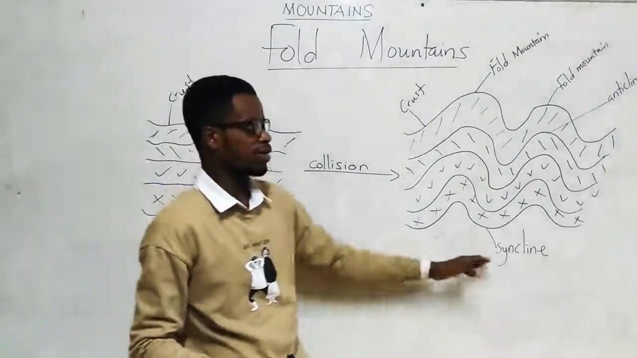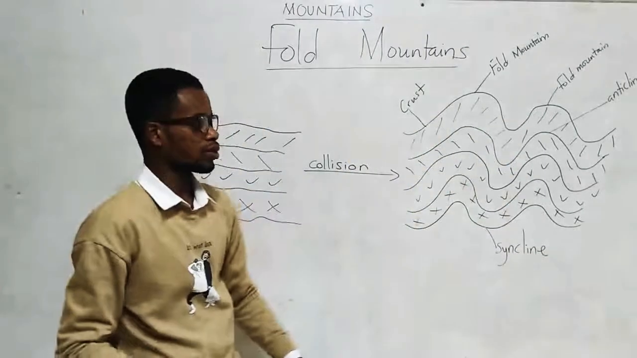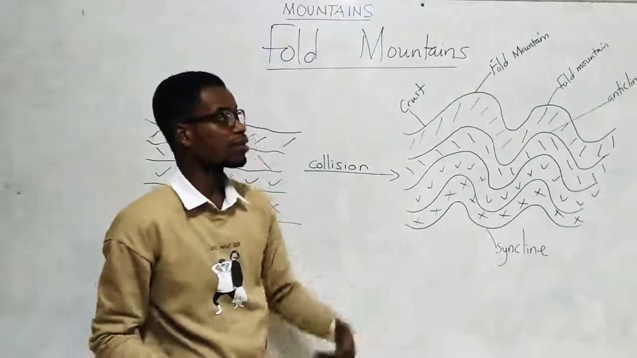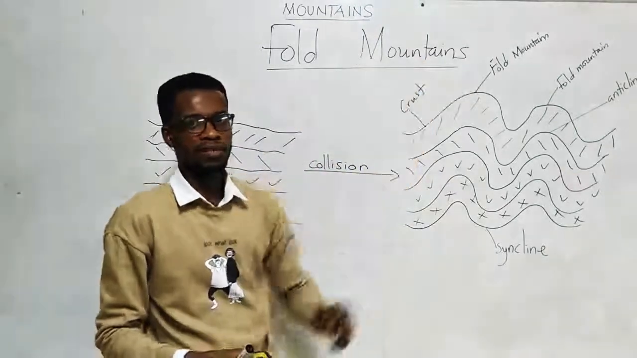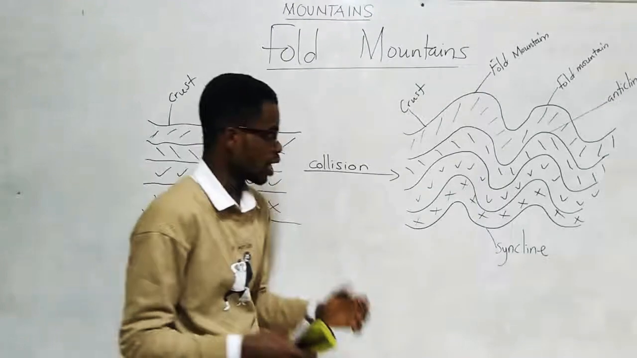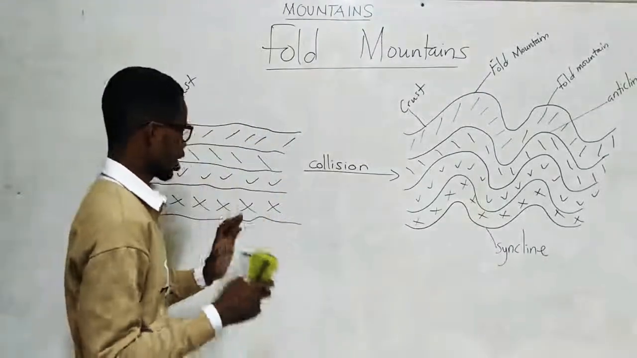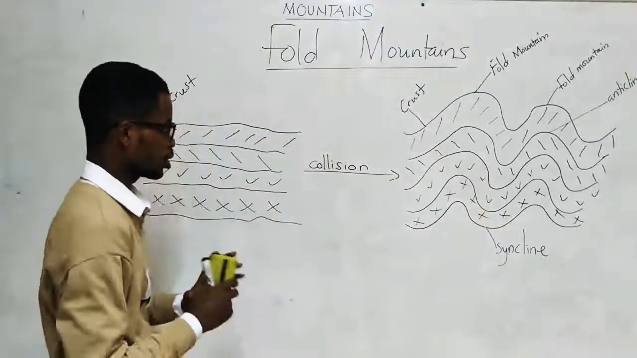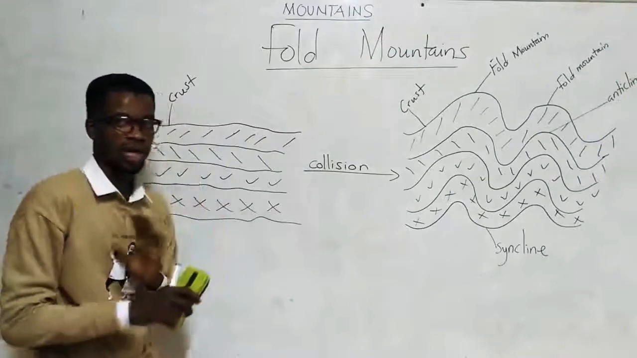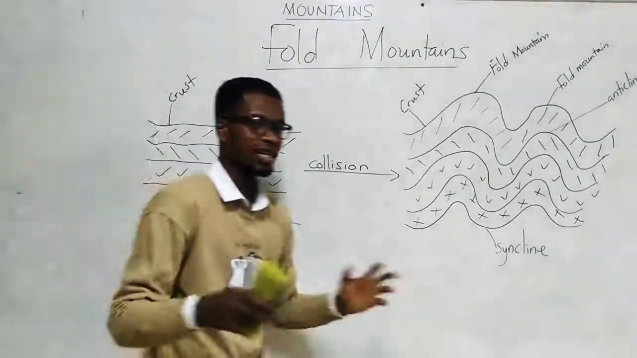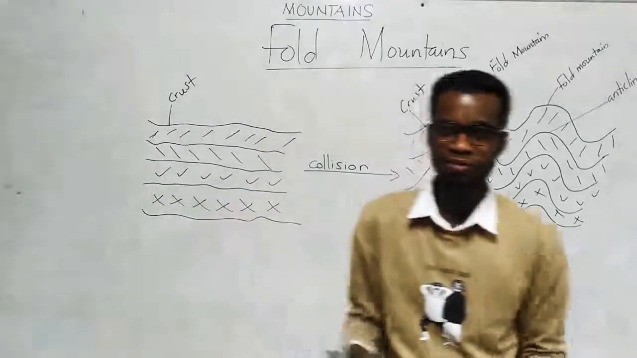Then you add that the part that folds downwards is the syncline, and the part that folds upwards is the anticline. So the anticline is our fold mountain. This is just a simple way you can explain this and avoid any form of confusion.